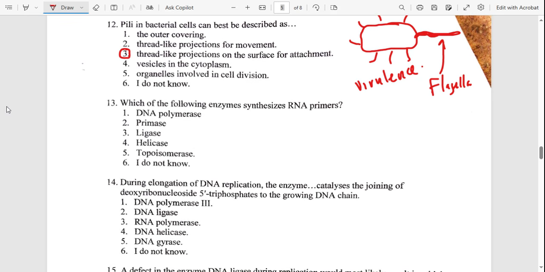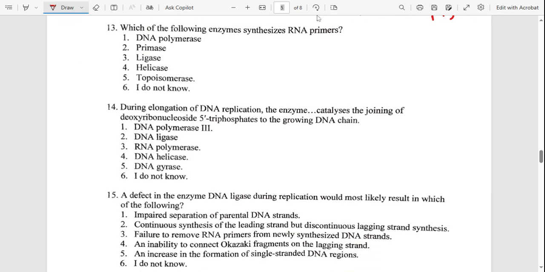Number 13 is saying, which of the following enzymes synthesize RNA primers? Now, kindly just switch off your mic if it is on.